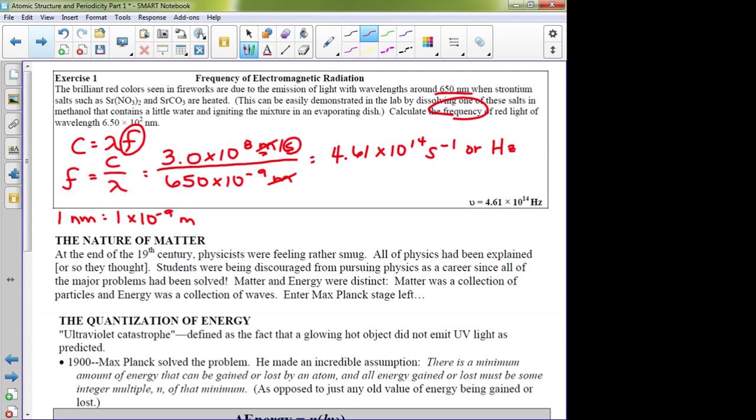So why does it give us 6.5 times 10 to the second? They just changed it to scientific notation. That's dumb. Agreed. You're just messing with it.